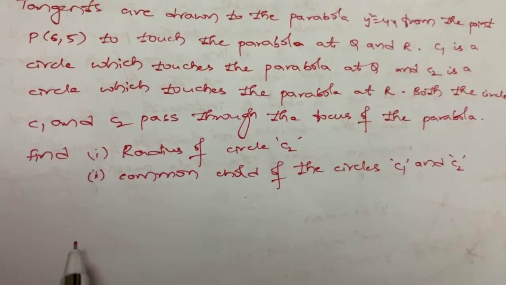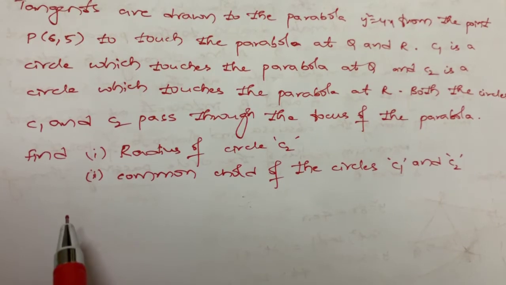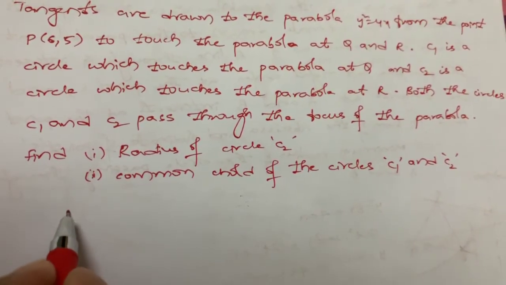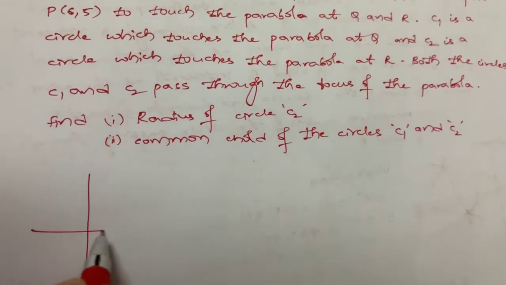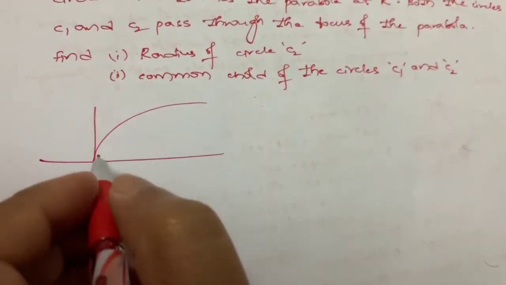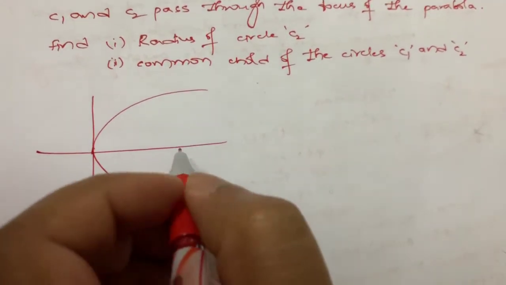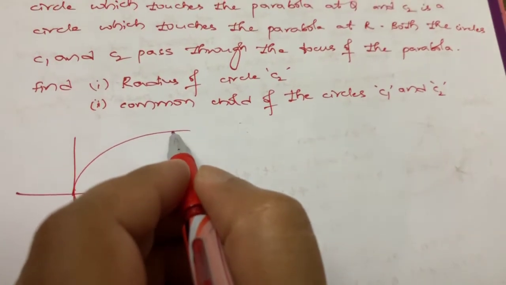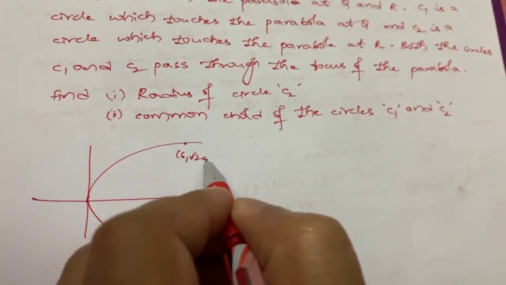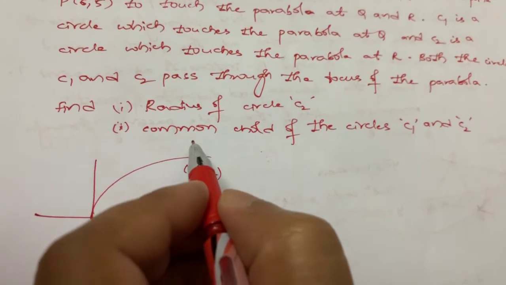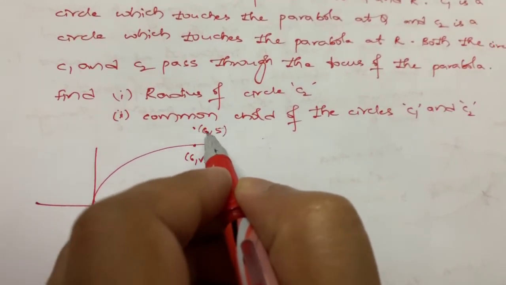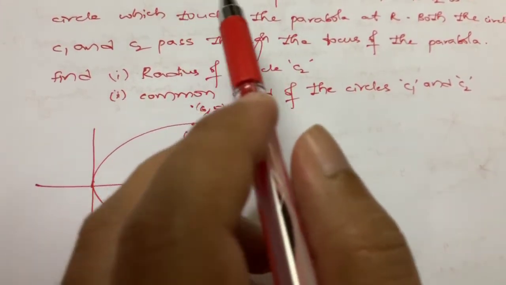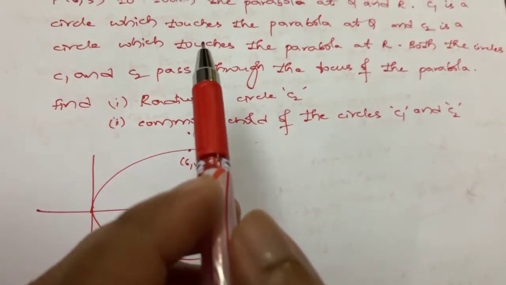So first, if I draw the diagram, y square equal to 4x will be like this. So if I put x equal to 6, y equal to root 24. So (6, root 24) will be on the parabola. This is (6, 5). So this is outside of the parabola. From the point outside the parabola, we can draw two tangents clearly.